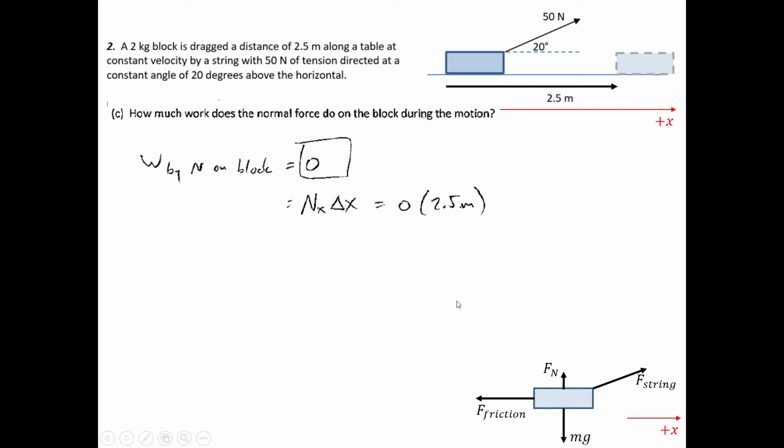Part C, same worksheet problem. How much work does the normal force do on the block during the motion? Same formula we're going to do. Take the normal force x component and multiply by delta x. If we look in our coordinate system here, if it's displaced along the x direction, the normal force component along that x direction is 0. So this nx is 0. That means the product is 0, and the work done by the normal force on the block is 0 during this motion.